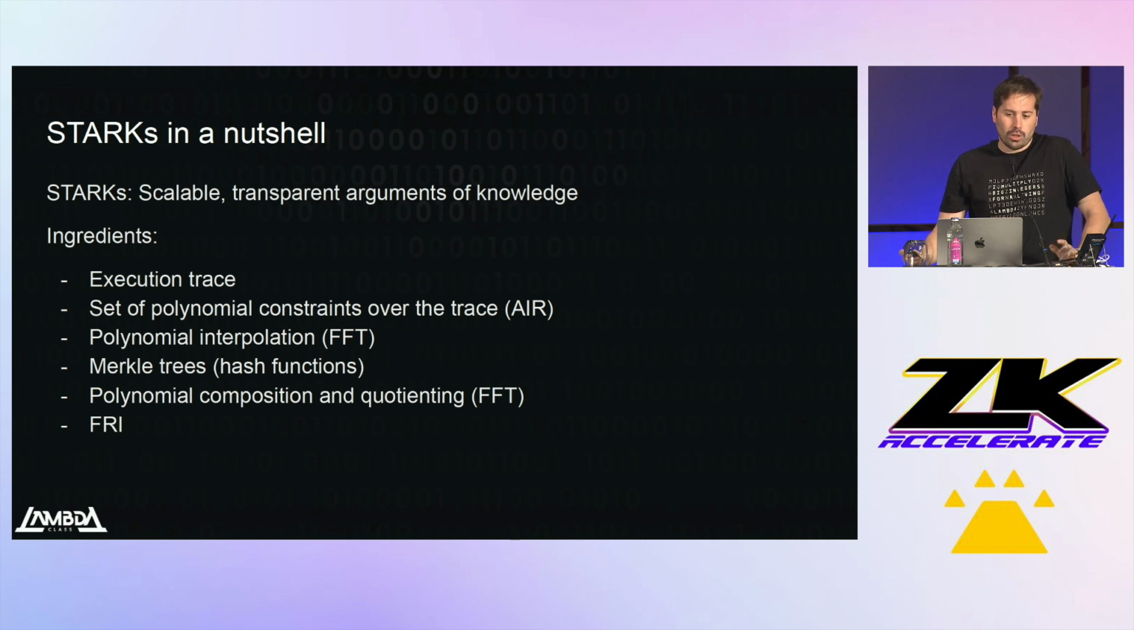Okay, so what are Starks? Starks are simply scalable, transparent arguments of knowledge. This means that these arguments of knowledge do not need a trusted setup and are conjectured to be post-quantum secure, and that the proof can be verified much faster than naive re-execution. So what are the ingredients or the steps for Starks? First, what we need is an execution trace of the program, which is a table containing the evolution of the registers at each clock cycle when we execute the program.